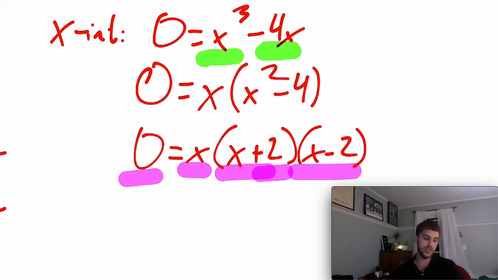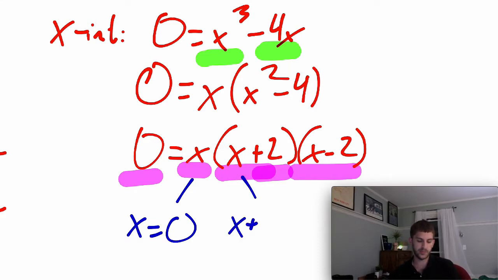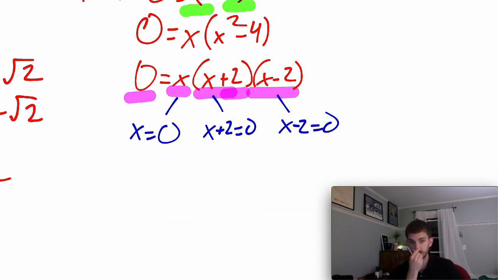What that means is we can take each of those pieces separately and set them equal to 0. Because if three things multiplied to equal 0, one of them has to be equal to 0. So let's set each of them equal to 0. So we got x equals 0, x plus 2 equals 0, and x minus 2 equals 0. So we got to take those three pieces and solve for x.